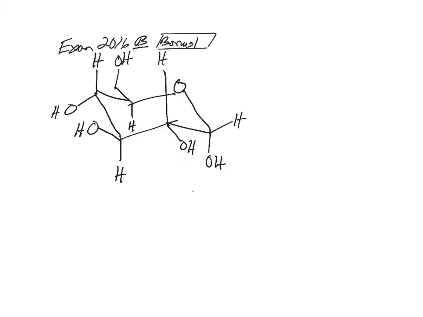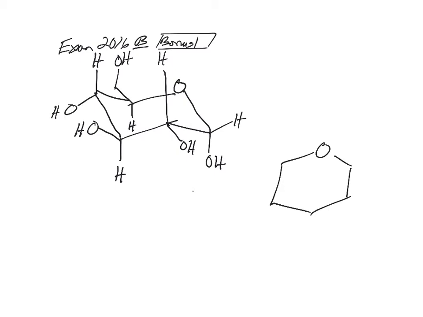So 2016 exam, version B, bonus 1. You're given a hexose sugar and asked to turn this into a wedged and hatched version. So let's just draw that. This is what I would draw right away: a 6-membered ring with an oxygen in it. So in sugars, we have an oxygen there instead of a carbon.